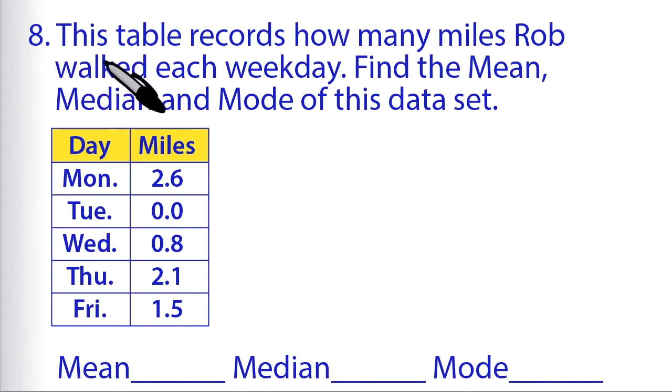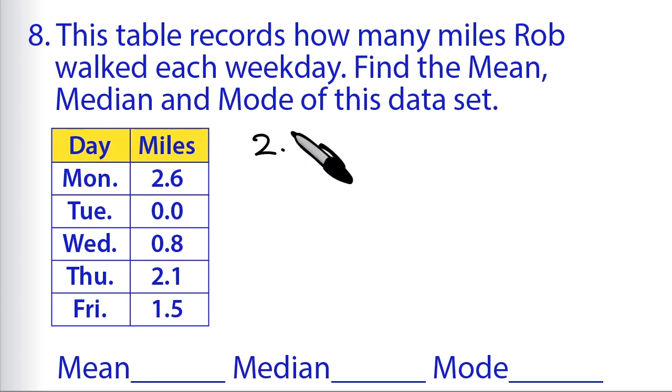For problem 8, we have this table records how many miles Rob walked each weekday. Find the mean, median, and mode of this data set. So we have this table here, and we have the days of the week, the weekdays, not the weekends, and then how many miles walked each day. We have 2.6, 0.0, 0.8, 2.1, and 1.5. So to find the mean, we add all of these up, and then we divide by how many members there are, 5. So let's add these up first.